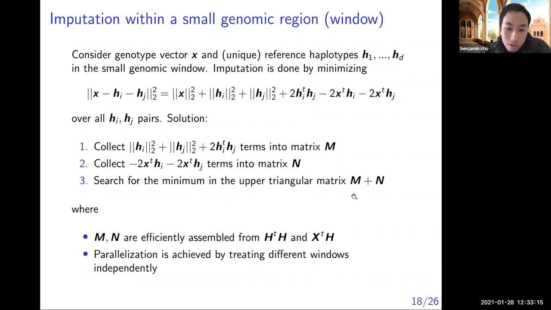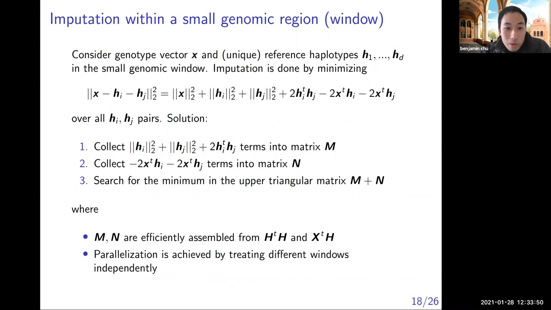So just to give you an intuition, the bottleneck of our software is just how fast can you search the entries of a symmetric matrix. And that's really fast, right? At least on modern computers. So that's why we think our method is very, very fast in terms of speed. And because we are looking at a small genomic window, we can just treat every window independently. And that's how we do parallelization.